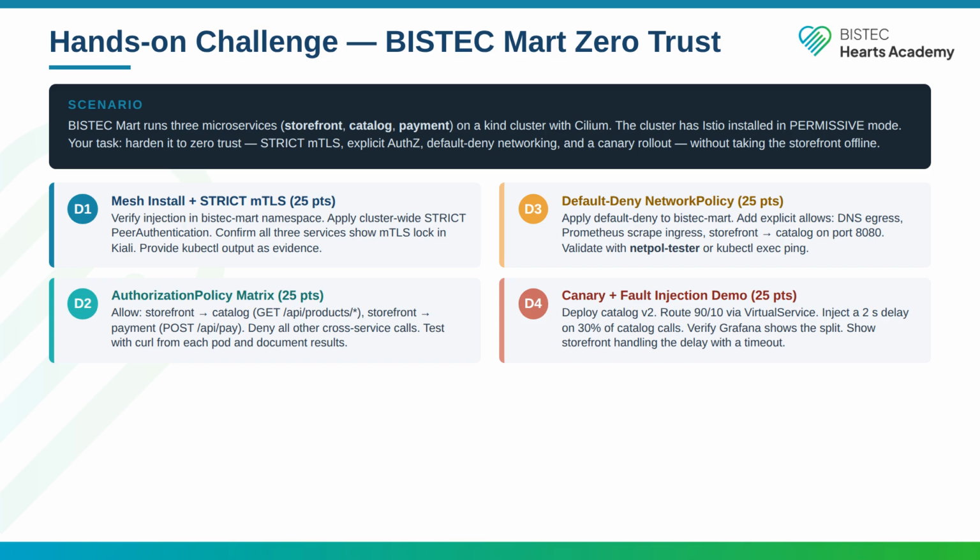Deliverable 1 is the mesh install and strict mTLS. Verify sidecar injection in the BISTEC Mart namespace. Apply a cluster-wide strict peer authentication, and confirm all 3 services show the mTLS lock icon in Kiali. Provide kubectl output as evidence.